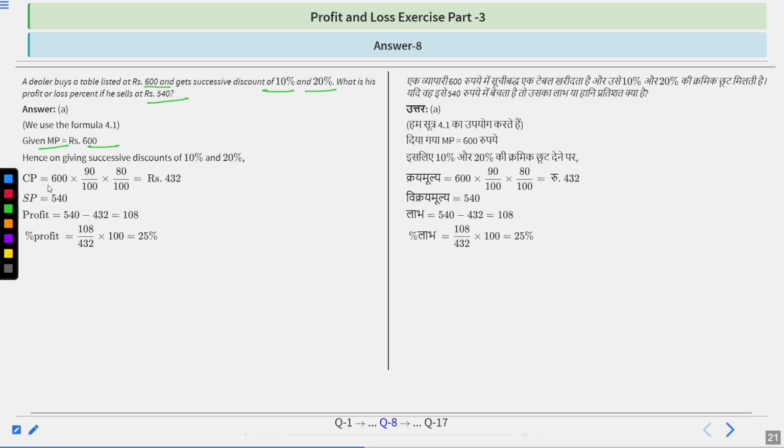Clear? So when we calculate it, 600 multiplied by 10% discount, so it will become 90 upon 100, and again with a 20% discount, it will be 80 upon 100, which is 432. Clear? So SP is 540, so profit will be SP minus CP. We get the profit 108. So profit percent will be 108 upon 432 multiplied by 100, which is 25%. So A is the correct answer. Now next one.